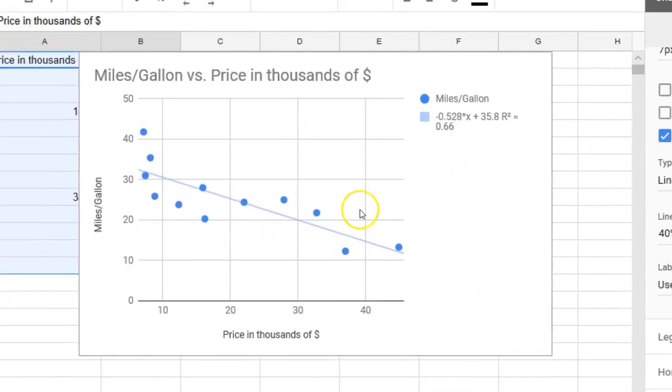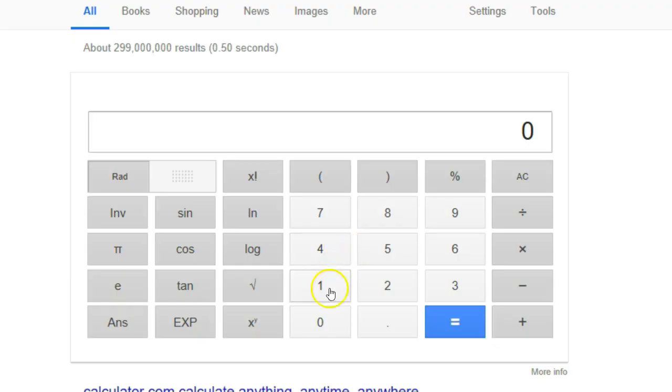R squared is 0.66. And so to find the r value, which would be the correlation coefficient, we'll go ahead and take the square root of 0.66. Hit equals, and we get a 0.81 correlation. So it's getting very close to 1.